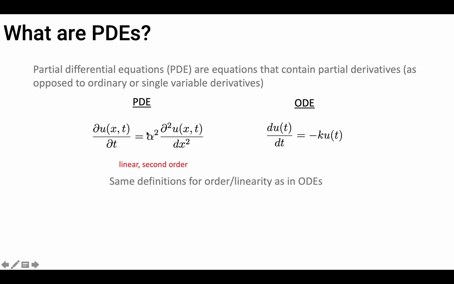So you can check that, in fact, this partial differential equation, which is actually called the heat equation or diffusion equation, is a linear partial differential equation. We'll come back to this equation later. So the linearity is with respect to linearity in the dependent variable, which is u here.